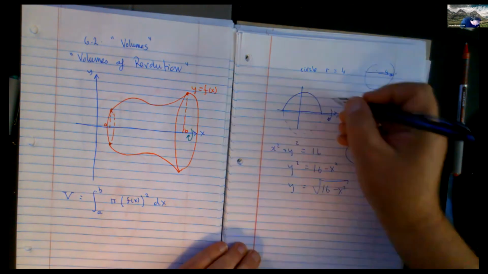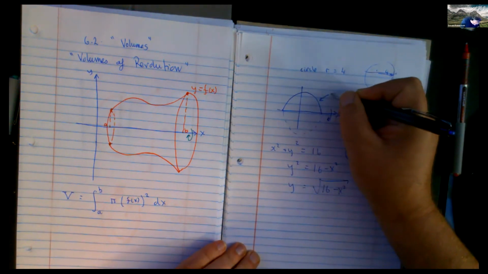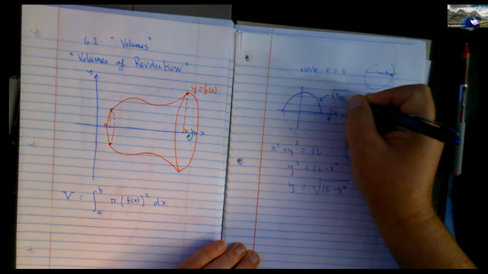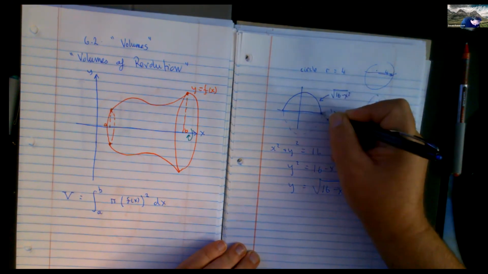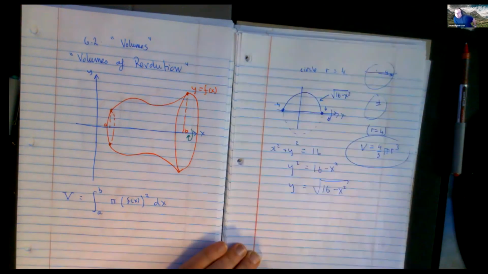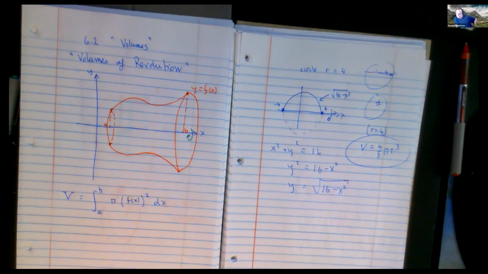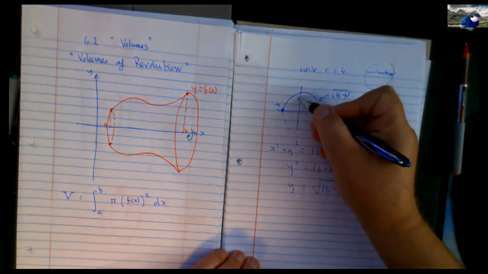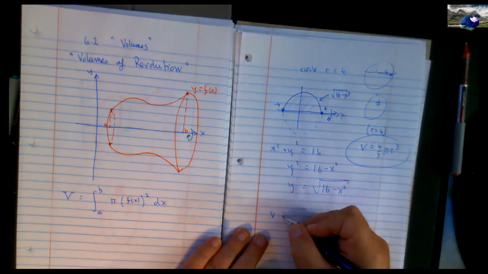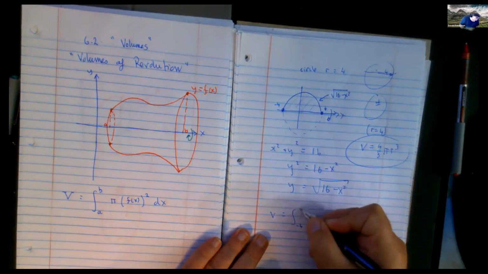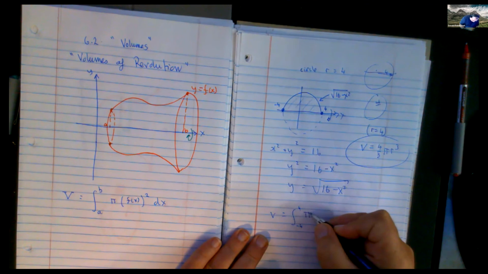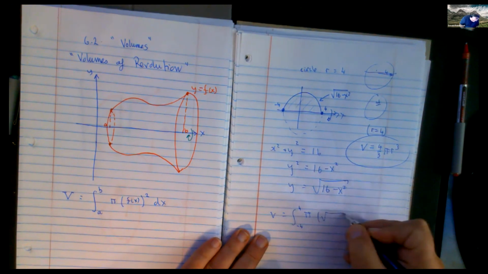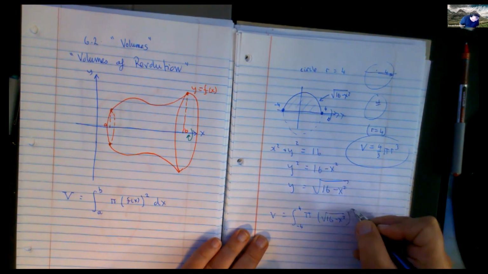So I now have the square root of 16 minus x squared. And this guy is 4, and this guy is -4. We're still good? Well, if you take this shape and you find its volume, it's going to be the integral from -4 to 4 of pi, the function, squared dx.